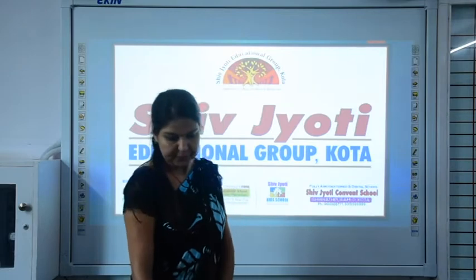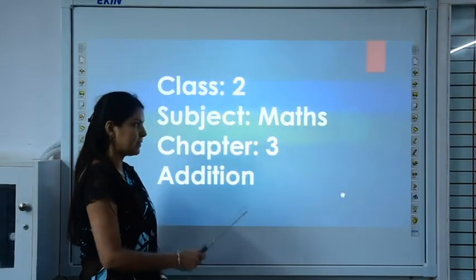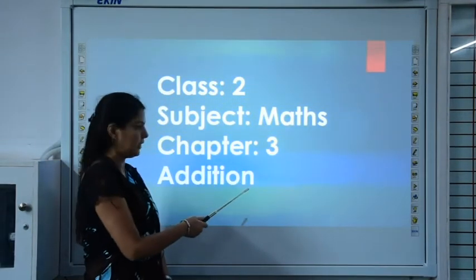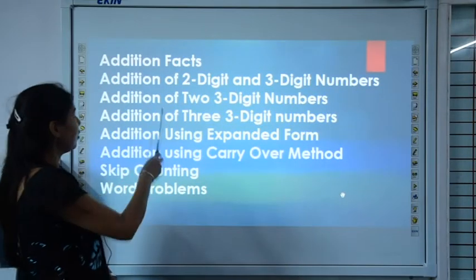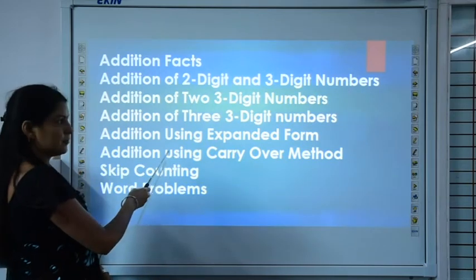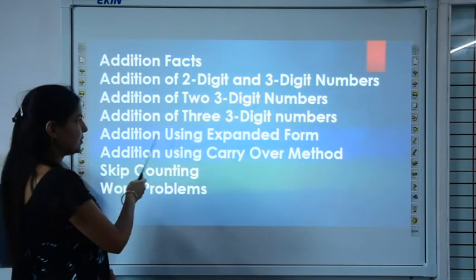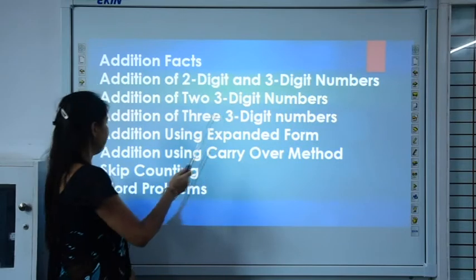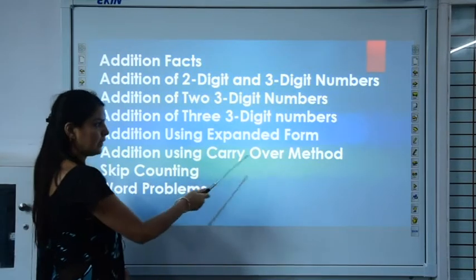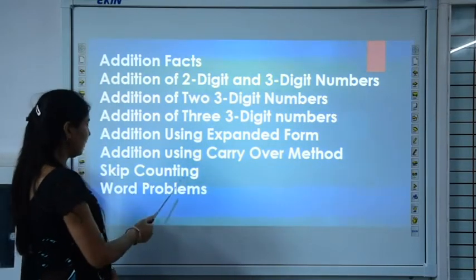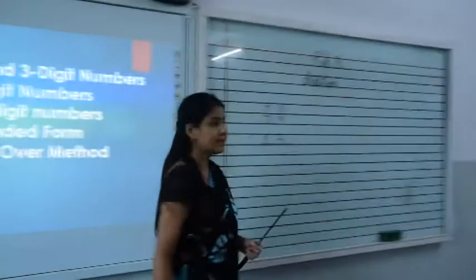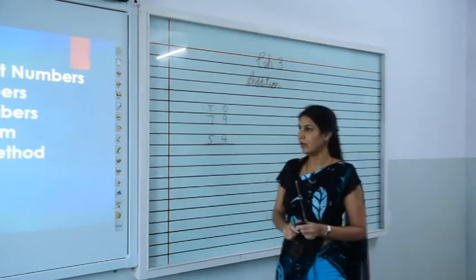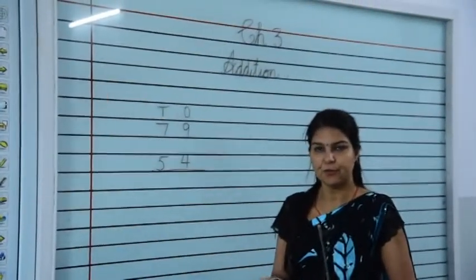Children, in the previous video we have discussed chapter 3, addition, and we have covered the topics which are given here. Today we will discuss addition using expanded form, addition using carryover method, skip counting and word problems. So let's move on to the board. We will see how we can solve the sum using expanded form.